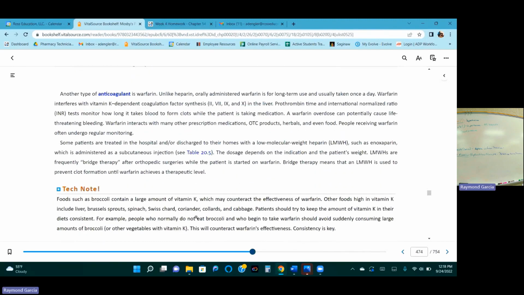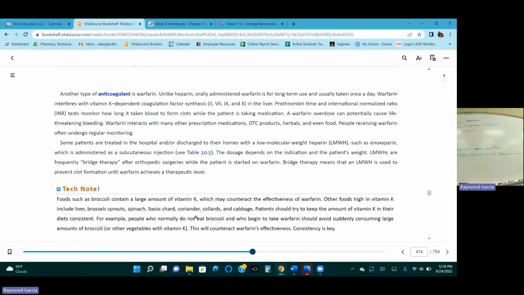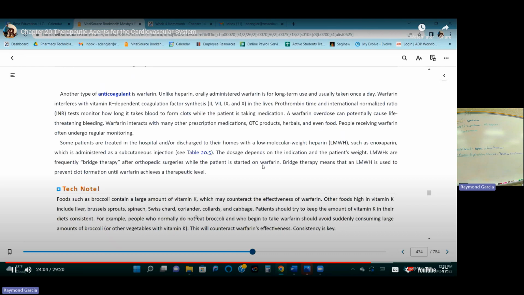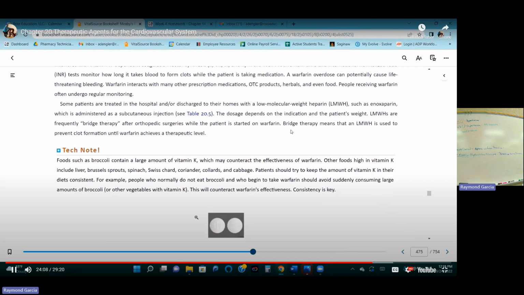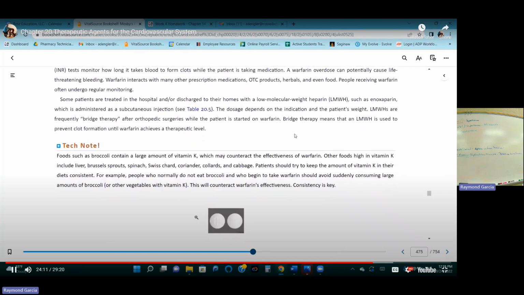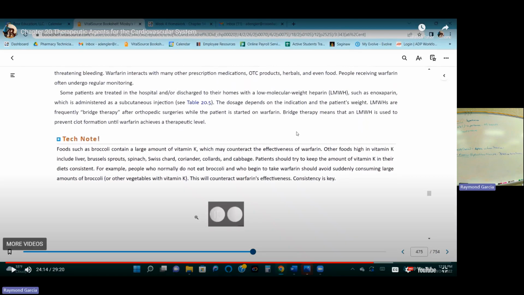Another type of anticoagulant is warfarin. Unlike heparin, orally administered warfarin is for long-term use and usually taken once a day. Warfarin interferes with vitamin K-dependent coagulation factor synthesis in the liver. Prothrombin time and international normalized ratio test monitor how long it takes blood to form clots while the patient is taking medication. A warfarin overdose can potentially cause life-threatening bleeding. It interacts with many prescription medications, OTC products, herbal supplements, and even food. So if you're on warfarin, you need to watch out.